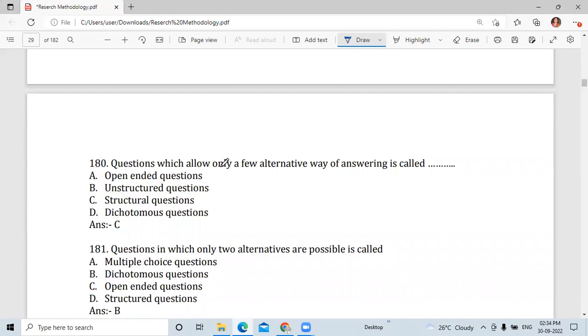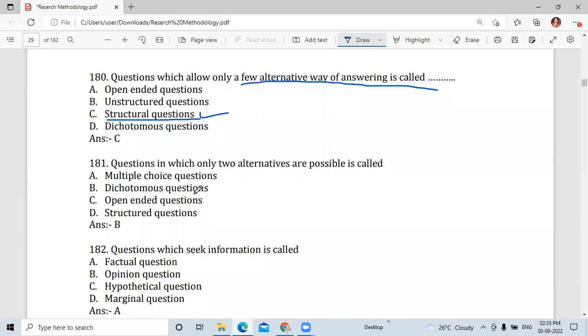Questions which allow only a few alternative ways of answering are called structured questions. We cannot answer in different ways or in many ways, only in a few alternative ways. That is called structured questions.